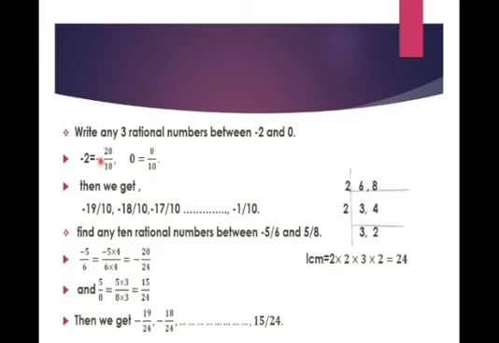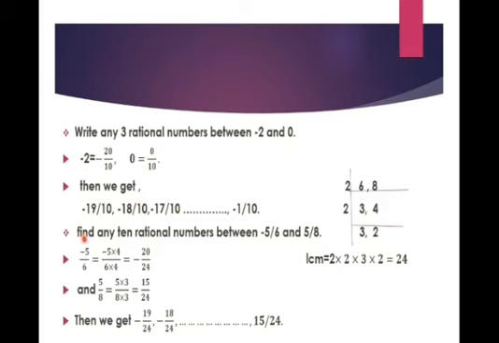One more: we can write -2 as -20/10. We cancel the 0 in the numerator and denominator, and we get -2/1, the same as -2. In that way we can find more rational numbers between -2 and 0.